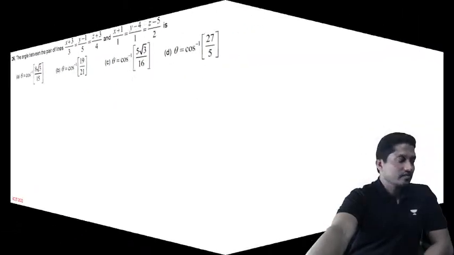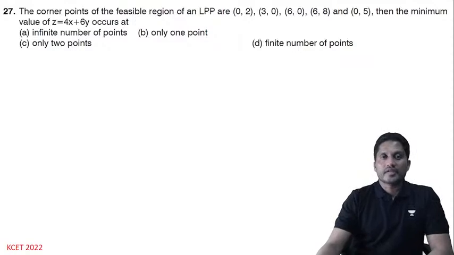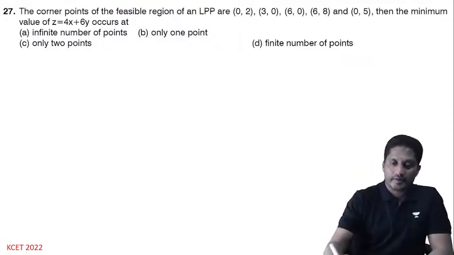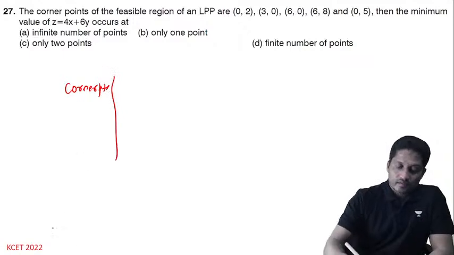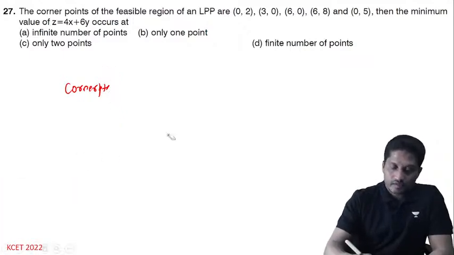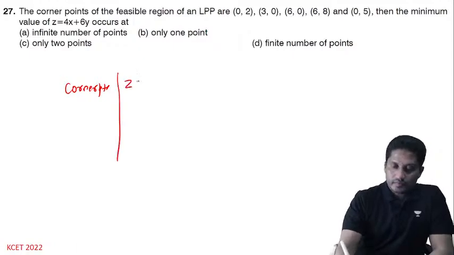Right, let's move to the next question. Question number 27. The corner points of the feasible region of the LPP are given. Then the minimum value of Z occurs at how many points? So these are the corner points given, and Z is equal to 4x plus 6y.